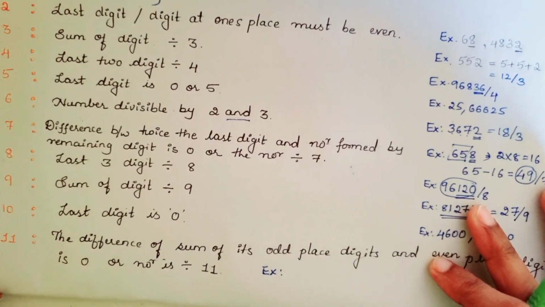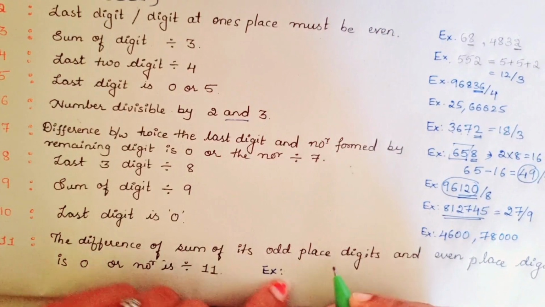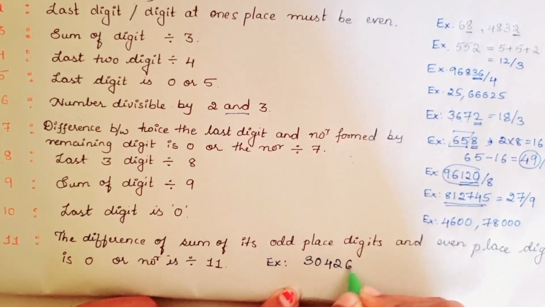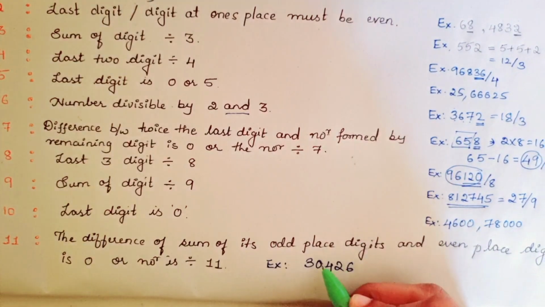Then talking about divisibility of 11. The difference of the sum of its odd place digits and the sum of its even place digits is 0, or the number is divisible by 11. That means you need to take a number. Say for example, I'll take 30426. Okay. So now you have to group this number into odd place digits and even place digits.